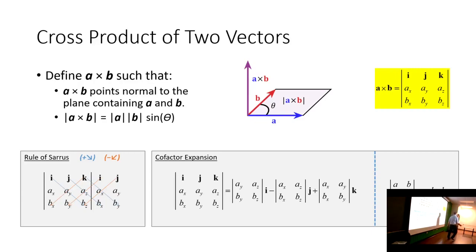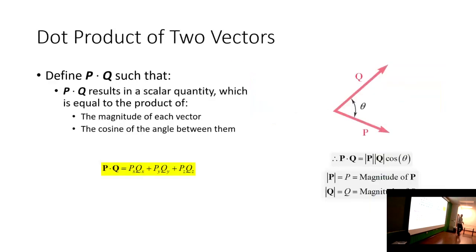I actually kind of prefer cofactor expansion. I think that, while you have to be careful with managing your signs, in the end it's easier to collect all of your terms. And then for these 2x2 determinants, you just do that times that minus that times that. That's the cross product. Dot product's pretty simple.